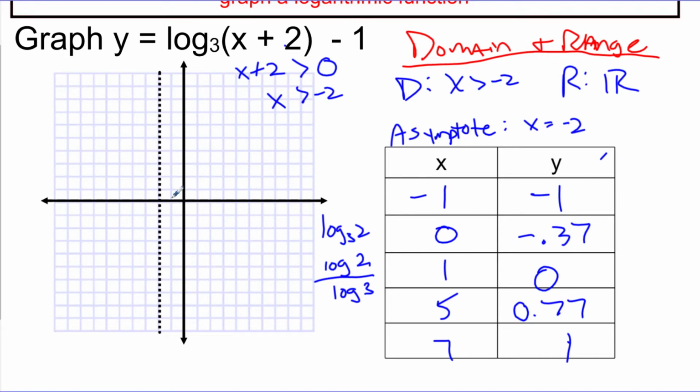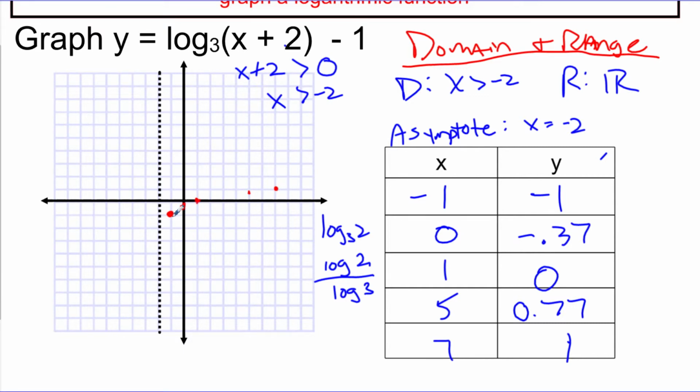Okay, so if I plug in negative 1, let me use a good color. Negative 1, negative 1. Okay, 0 goes down to about negative 0.37. 1, 0. 5 goes up to about 0.77, and then 7 goes up to 1.